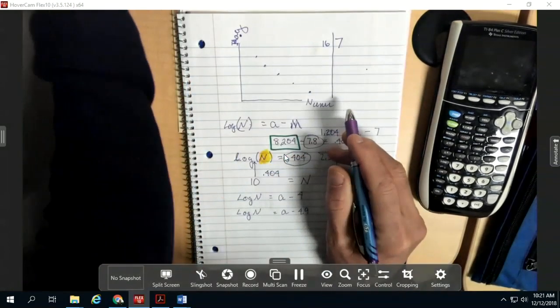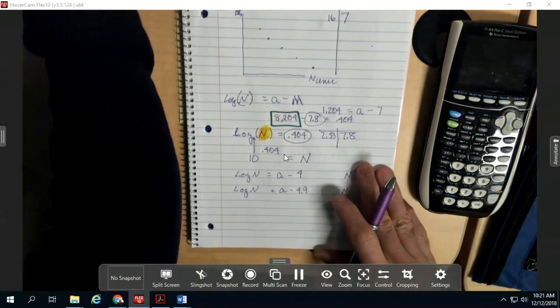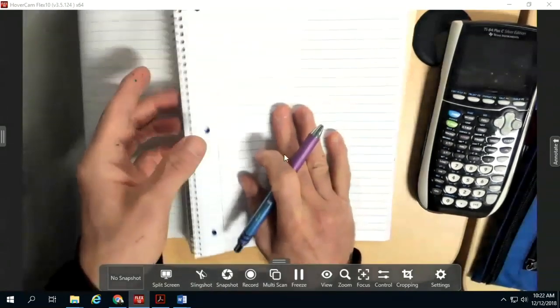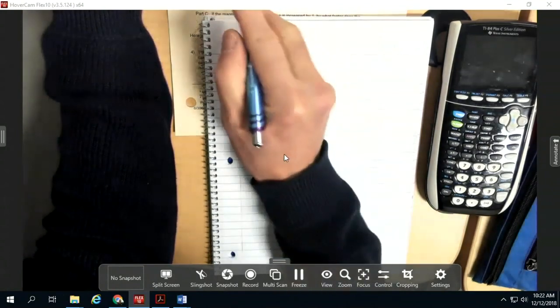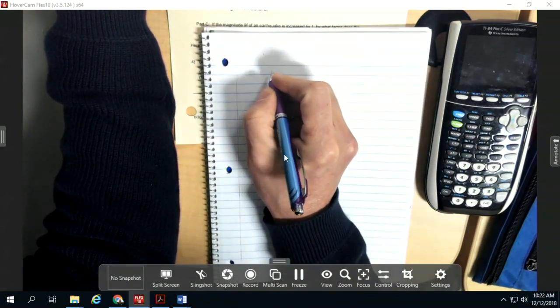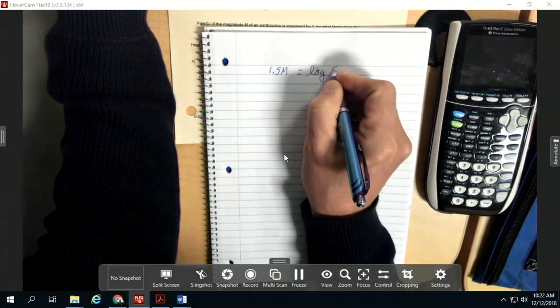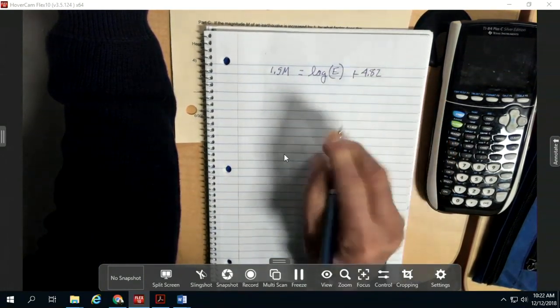It says a minor earthquake of 3.3 releases the energy equivalent of 10 metric tons of TNT, roughly the equivalent of the Chernobyl nuclear power plant. More generally, the relationship between TNT equivalent, measured in metric tons, and the Richter magnitude, M. So if we take 1.5 times the magnitude, we will have the log of the amount of energy plus 4.82.